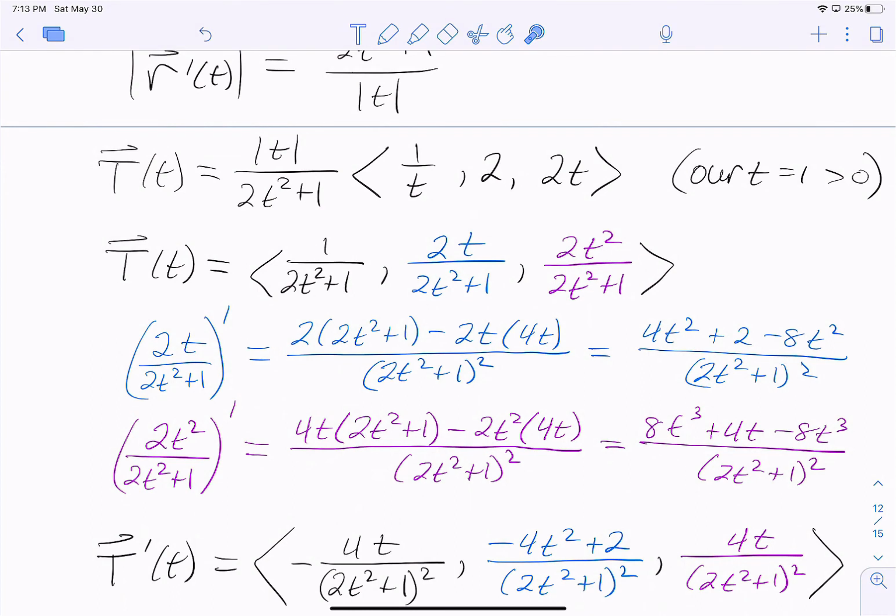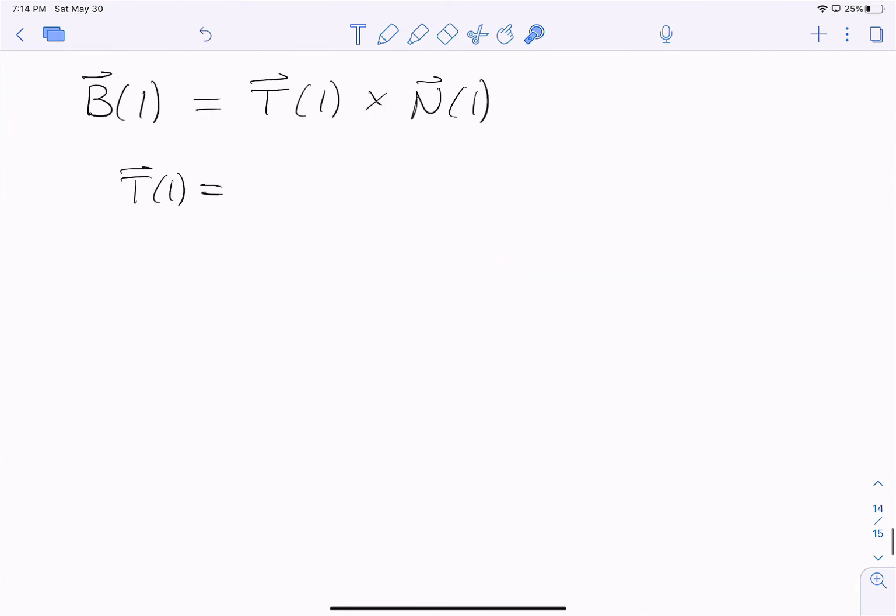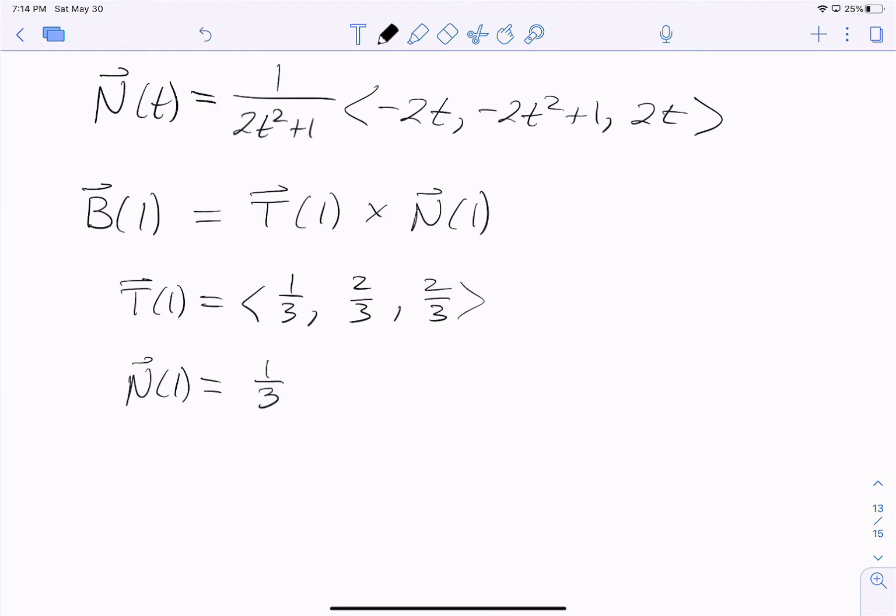Since T is equal to 1 over 2t squared plus 1, 2t over 2t squared plus 1, and 2t squared over 2t squared plus 1, with t equals 1, this is going to be 1/3, 2/3, and 2/3. Quick little mental check says that the magnitude of T is 1, as it's supposed to be. N of 1, well, let's see, I think we have N right above here. N of 1 is going to be 1/3 times -2, -1, 2, which we can of course rewrite as -2/3, -1/3, 2/3.